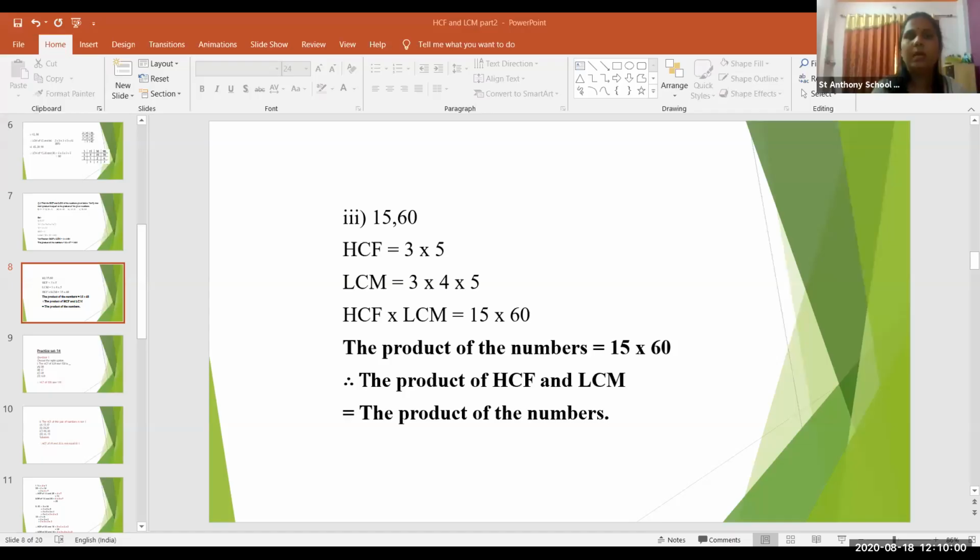HCF and LCM of practice set 12 and question number 3 as well. Okay. So today we are going to learn about practice set 13 question number 2.